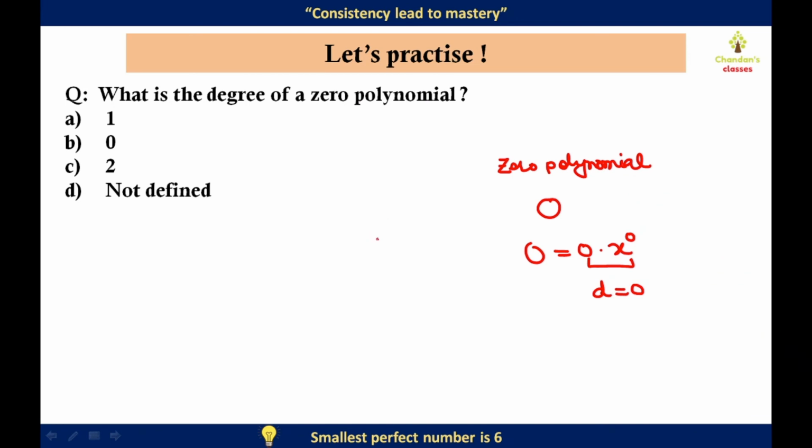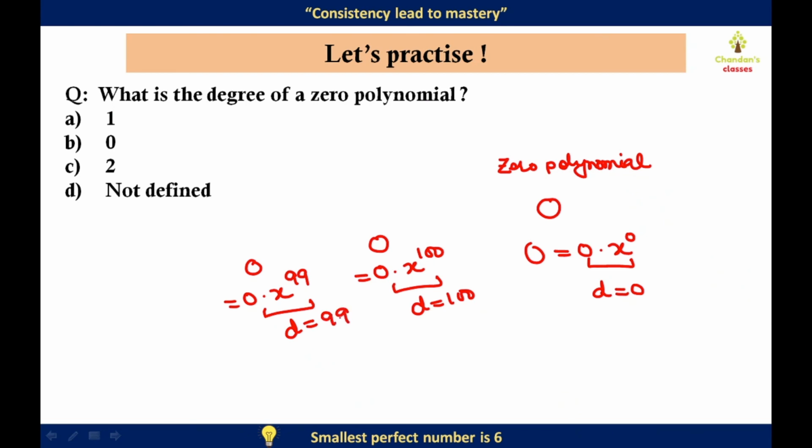But there is a catch. 0 can also be written as 0 into x to the power 100. So degree is 100. 0 can also be written as 0 into x to the power 99. So degree is 99. As you can understand, by applying this logic, the degree can be anything. And because degree can be anything, it is not certain. The degree of a 0 polynomial is not defined. The correct option is option D. I hope you have understood the logic here.